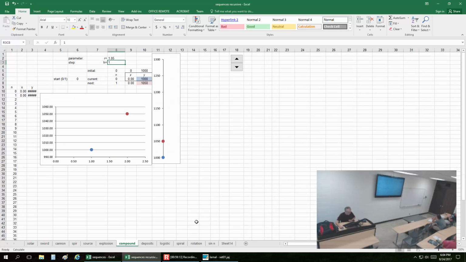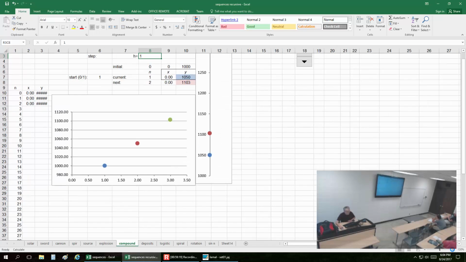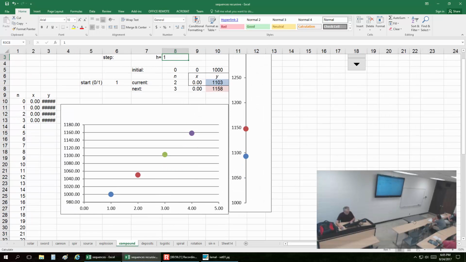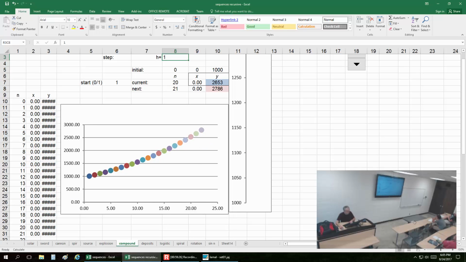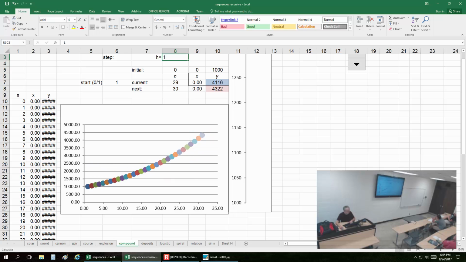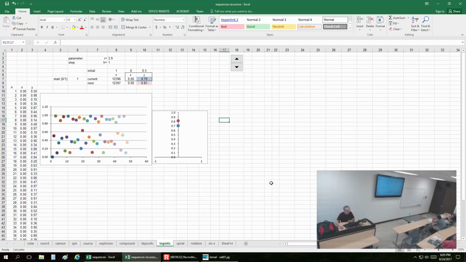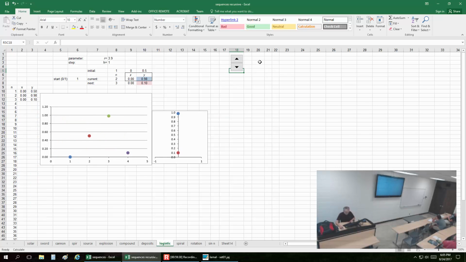This one is the compound interest, the same story. So you can see the exponential growth instead. So it's not straight anymore. It's going up and up and up. Logistic, and this is the logistic we just saw. Now let me start over. And once again, this is the randomness of the behavior. Look at how random it is.